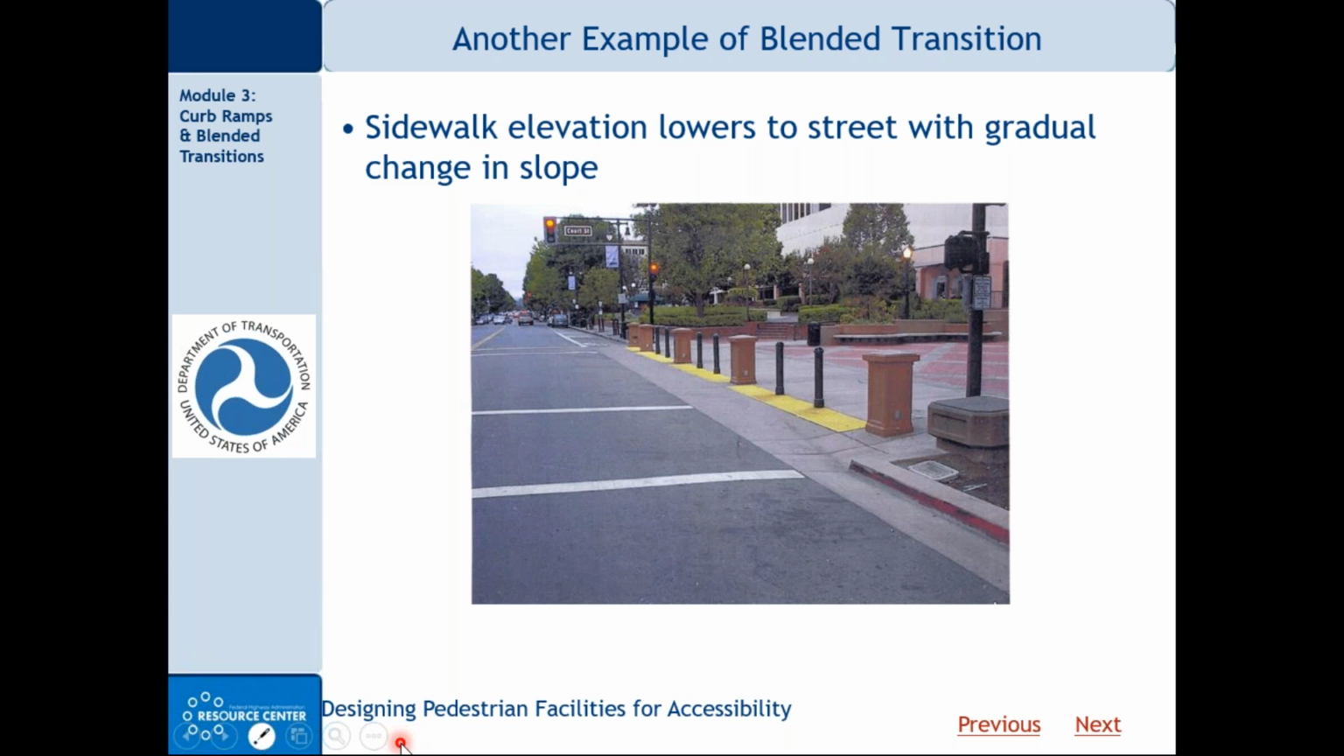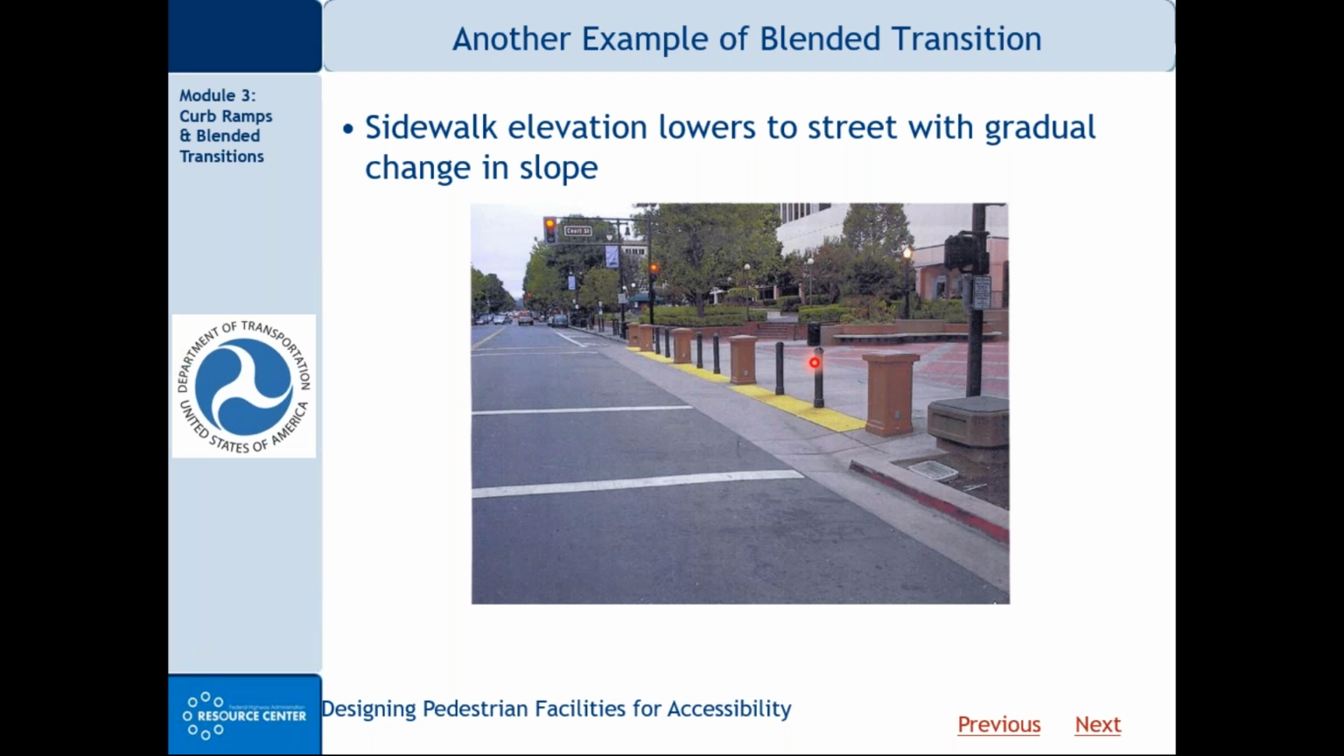Here's another example of a blended transition. I'm not sure where this is, but I think this is sort of a government plaza, courthouse and other sorts of government buildings. So it's a brick plaza, and it is at the same elevation as the street. So it's possible that a blind or visually impaired pedestrian could go into the street without realizing it because there's no curb.